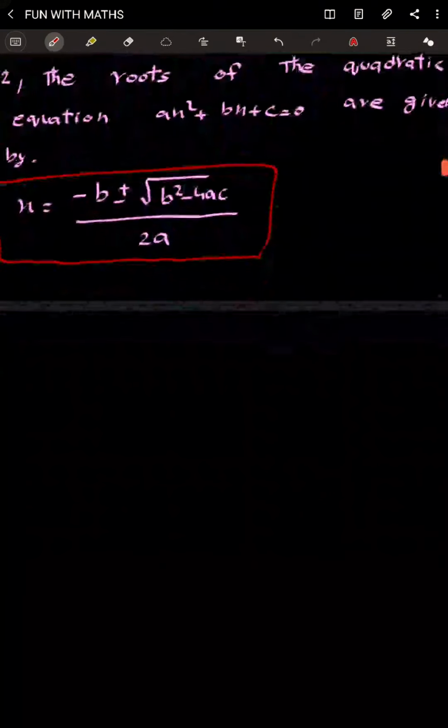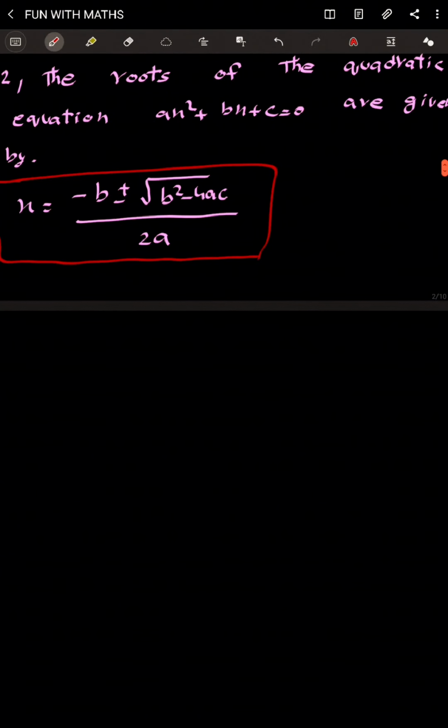So you can also write this formula in another way. We know that delta equal to b square minus 4ac. So x equal to minus b plus or minus root over delta by 2a. So delta equal to b square minus 4ac, and you can substitute delta in this formula. You can also write in this way.